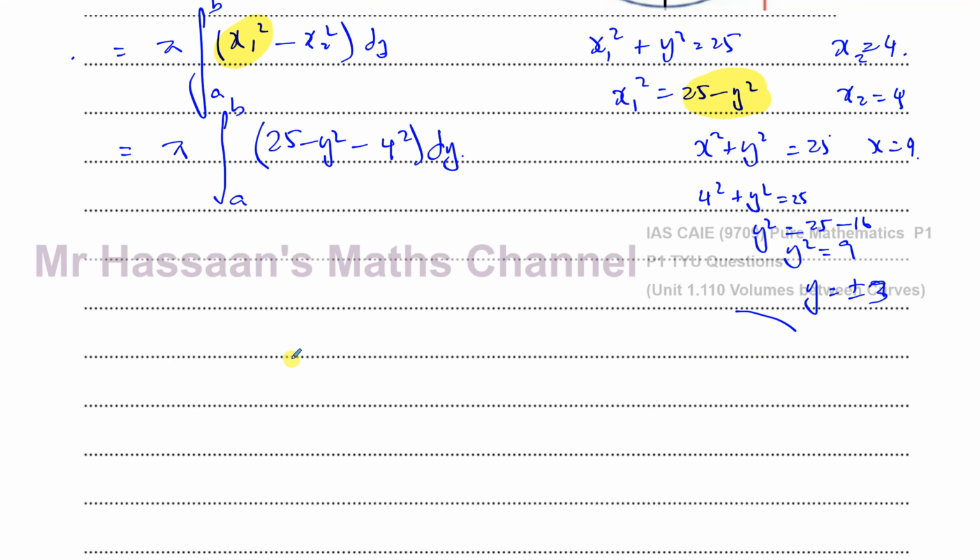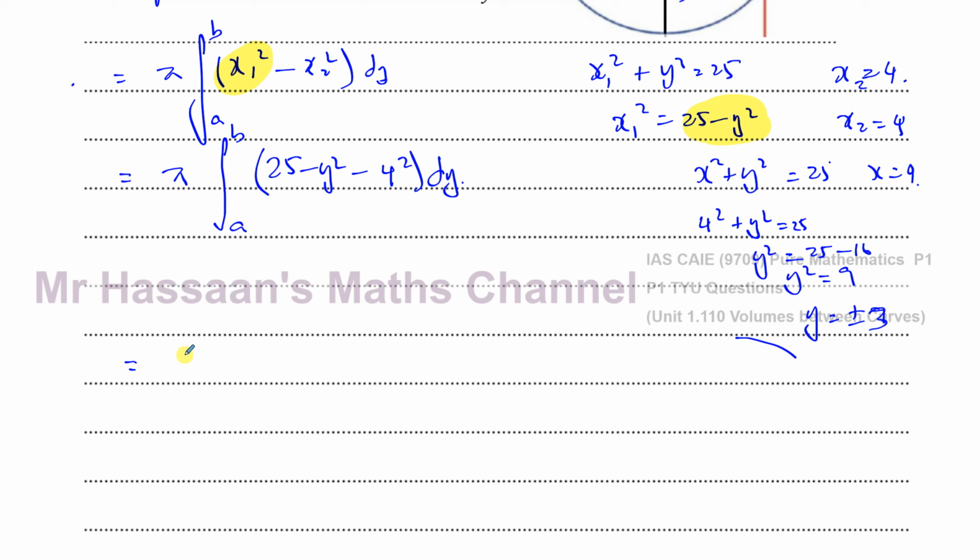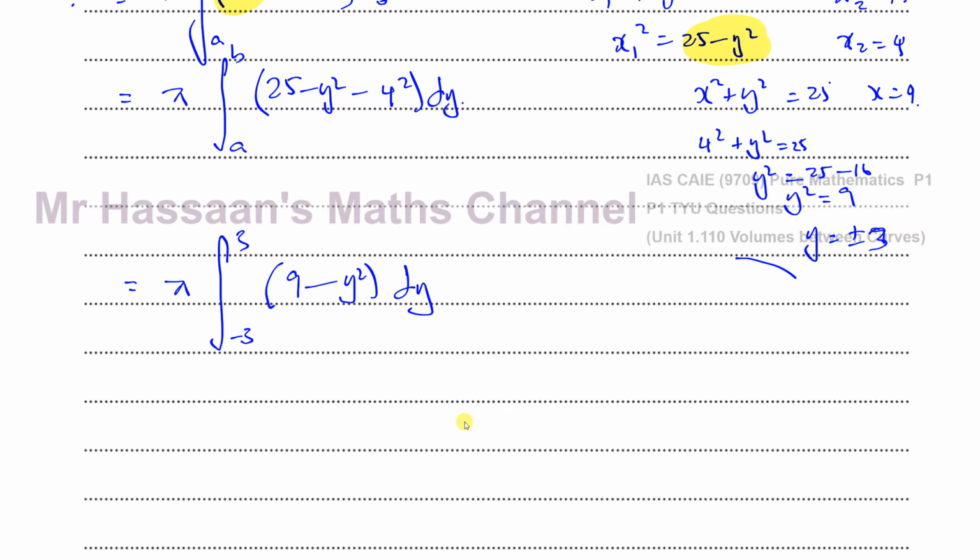So now we can have our integral ready exactly as we need it to start integrating. We have between minus 3 and plus 3. 25 minus 16 is 9. So you have 9 minus y squared. We have to integrate that with respect to y. Once we start integrating, we get rid of the integral sign. 9 integrated with respect to y becomes 9y. And minus y squared integrated with respect to y becomes minus y cubed over 3. And we have our limits between 3 and negative 3.